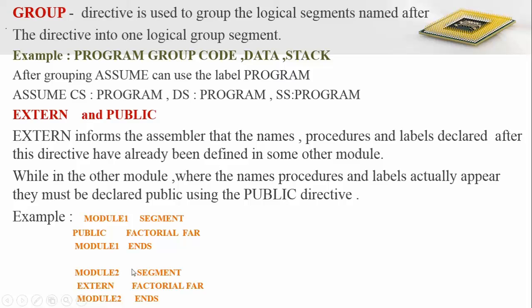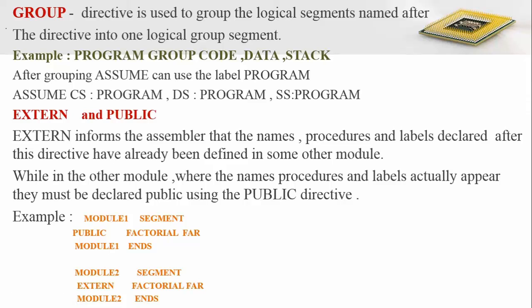So from the next module, module 2 segment, here we want to access this factorial, and it is represented like extern factorial far. What is the meaning? This extern keyword preceding factorial indicates that this factorial is already defined somewhere in the program, in some other module. And where we actually define this factorial, we need to specify its type as public. Then only can we access that variable or procedure in some other module of the same program.